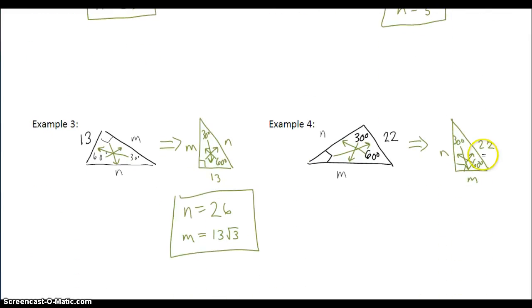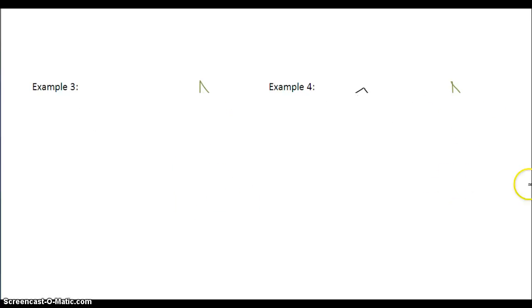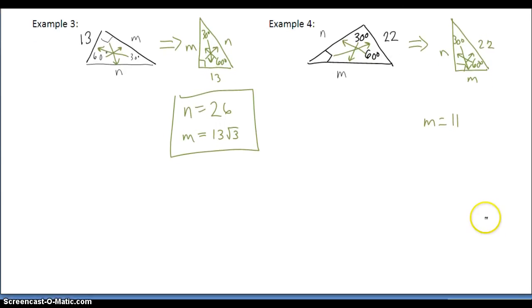So to go from my hypotenuse to my shortest side m, I need to take 22 and divide by 2. Now that I know my shortest side, to get to my middle side, I need to take my shortest side and multiply by the square root of 3. So in example 4, I had to first figure out x. To figure out x, I'm going to take my hypotenuse and divide by 2. And then follow the pattern to go from the smallest side to the middle side.